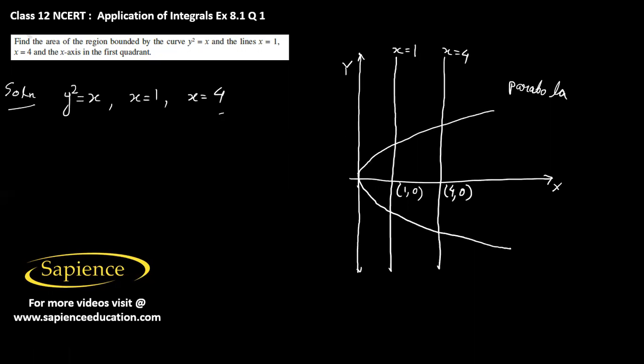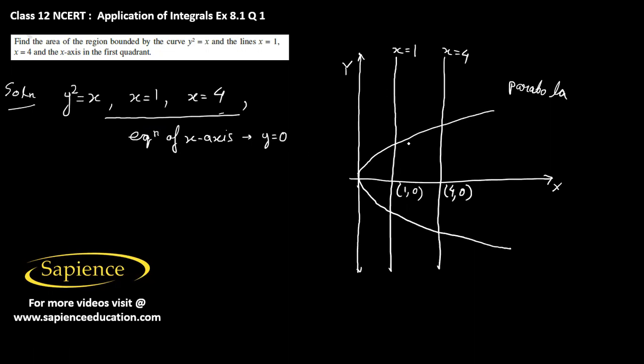Now, if we read the question, we can see that we need to find the area of the region bounded by the curve y square equals to x and the lines and the x-axis in the first quadrant. So we need only the part which is bounded by these three lines and the x-axis. We also know that the equation of the x-axis is obviously y equals to 0.